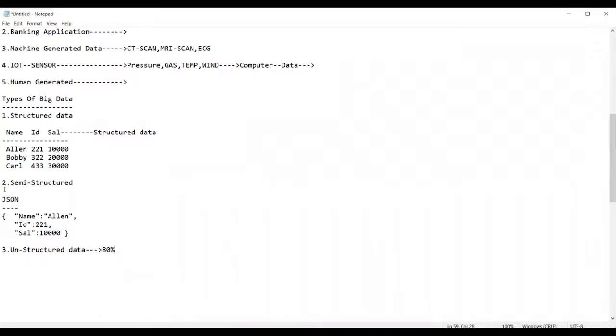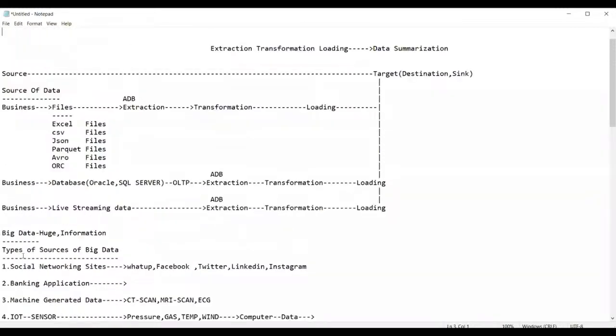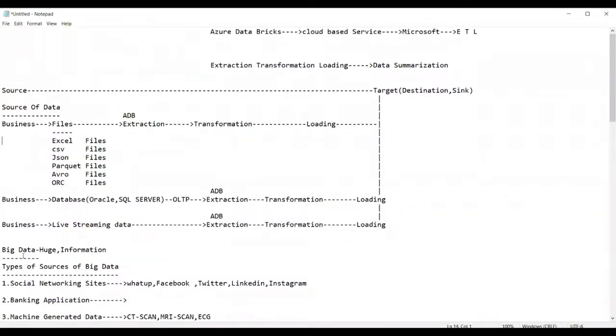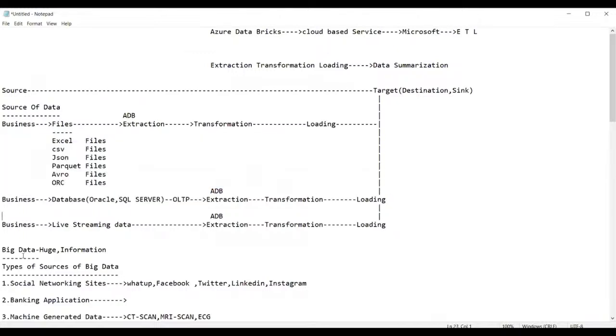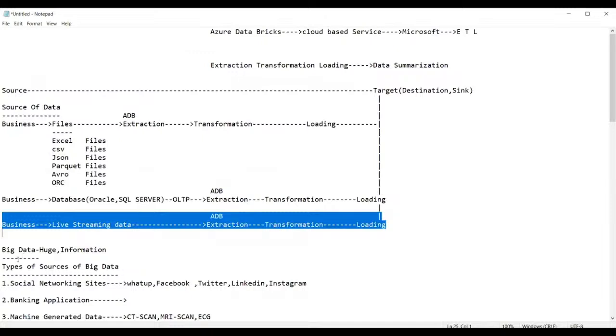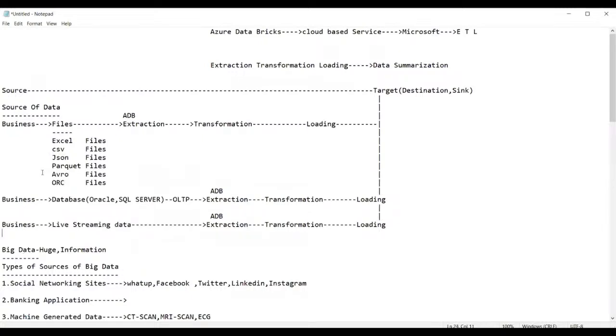So guys, these are the types of big data we can have: structured, semi-structured, and unstructured. And this structured, semi-structured, and unstructured data can be placed into files, or into databases, or we can extract it from live streaming for further processing. So this is how the entire structure works.